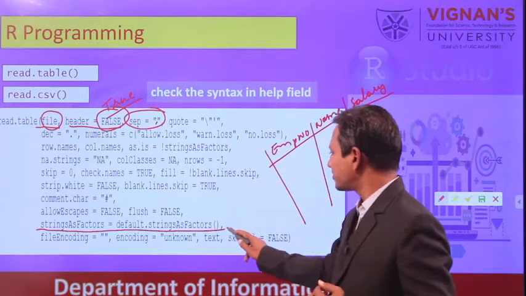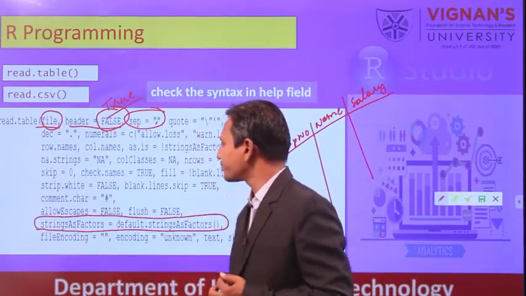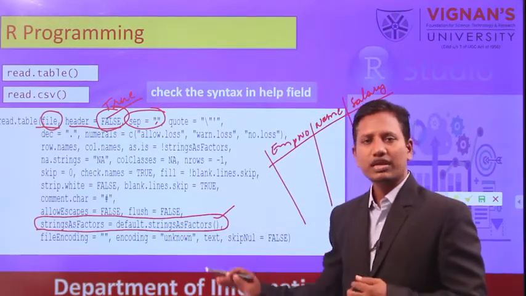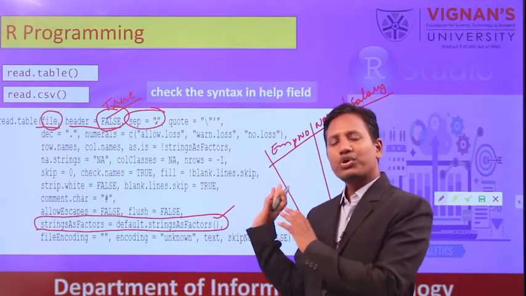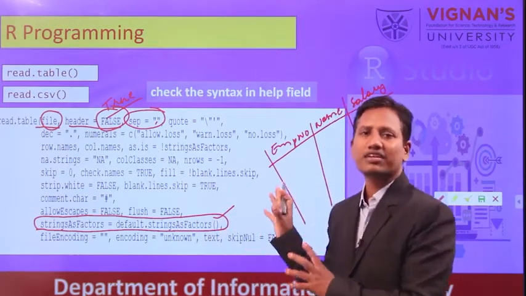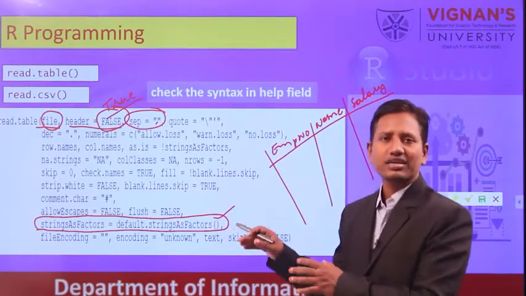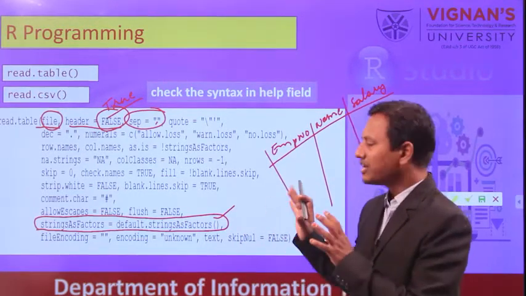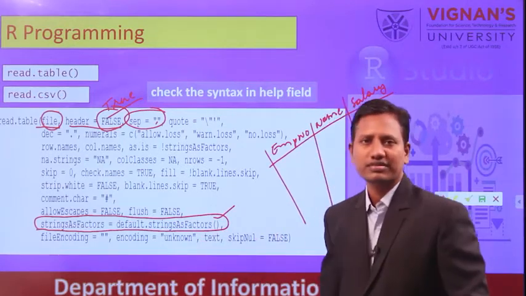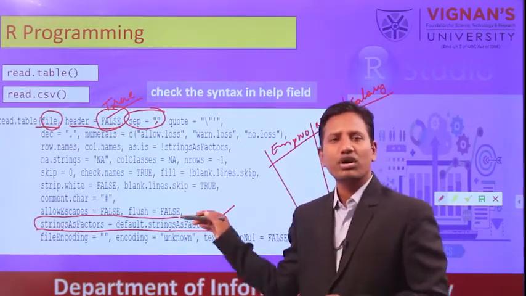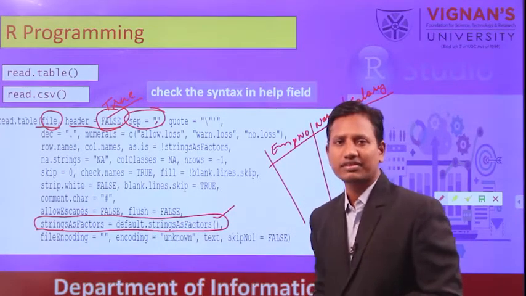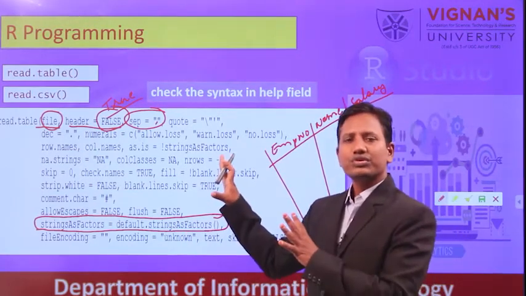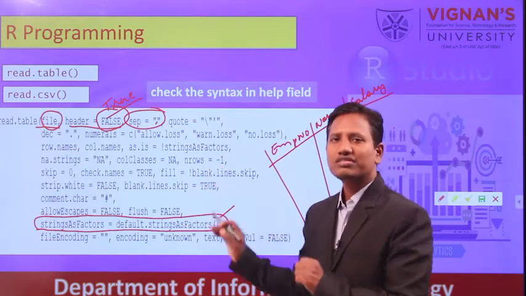stringsAsFactors equal to default.stringsAsFactors. It means that while you are loading the string data, that is, the character vectors, it is asking whether you want to store the data in the form of factors or not. By default, it is going to be stringsAsFactors. And you are going to see what this stringsAsFactors means in the next slide. So, this is how we have the syntax of read.csv.